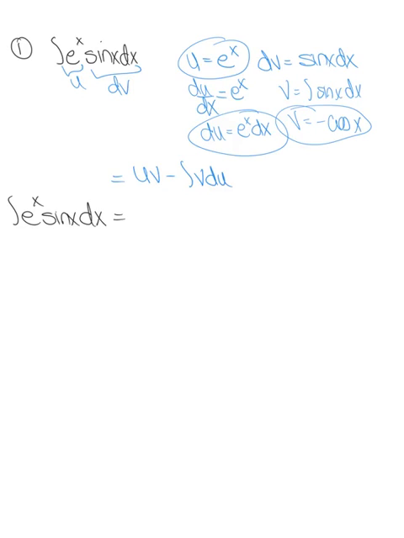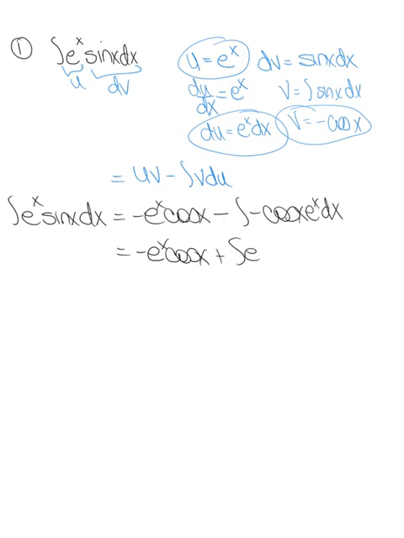I'm going to multiply my u times my v, which is going to give me a negative e to the x cosine of x minus the integral of v du. So it's minus the integral of a negative cosine of x e to the x dx. Before I go any further, let me rewrite that and clean up all those extra negatives. This gives me a negative e to the x cosine of x. Those two negatives become a positive, and I'm going to put my e to the x in front since that's the way it started, and I'm going to have an e to the x cosine of x dx.